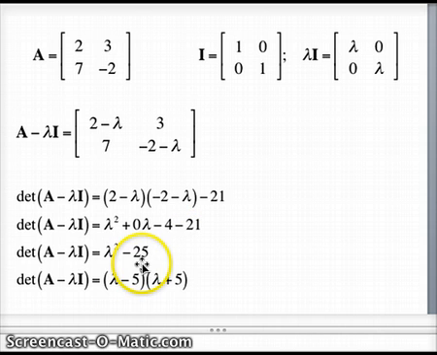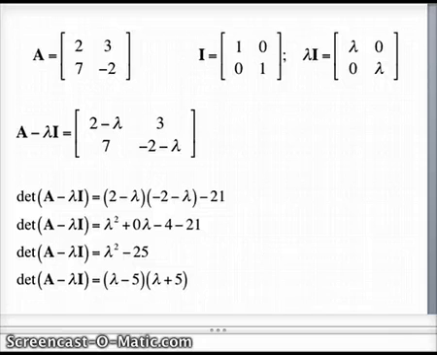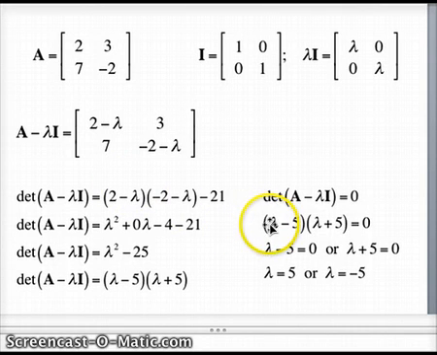So that gives me lambda squared minus 25, which is a difference of two squares, lambda minus 5 times lambda plus 5. So we need to take the determinant of A minus lambda I and set that equal to 0 to find our eigenvalues. So lambda minus 5 times lambda plus 5 is 0, gives me lambda is 5 or lambda is negative 5. And finally, we're going to find the eigenvectors that correspond to both 5 and negative 5.